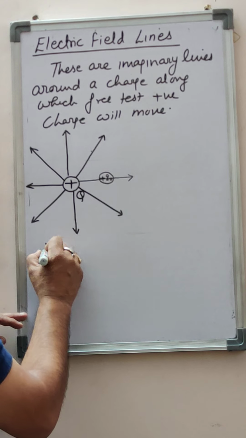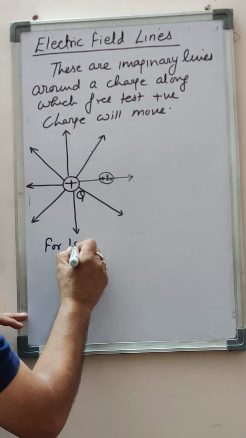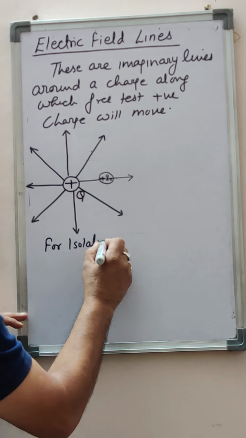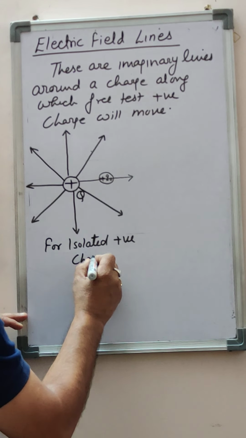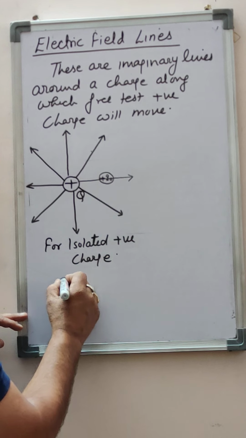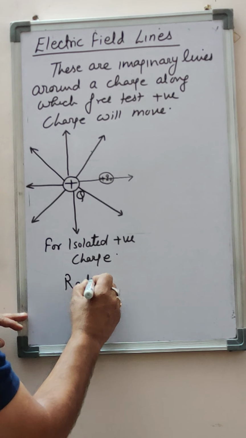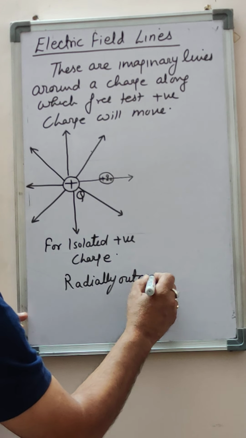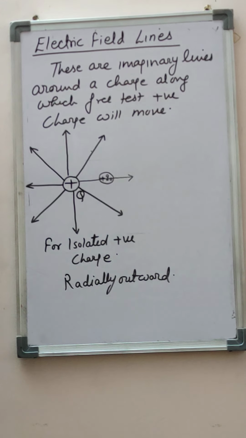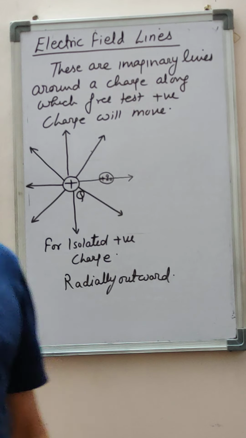This is for isolated positive charge, and the nature of field lines is radially outward. Due to positive charge, electric lines of force are radially outward.